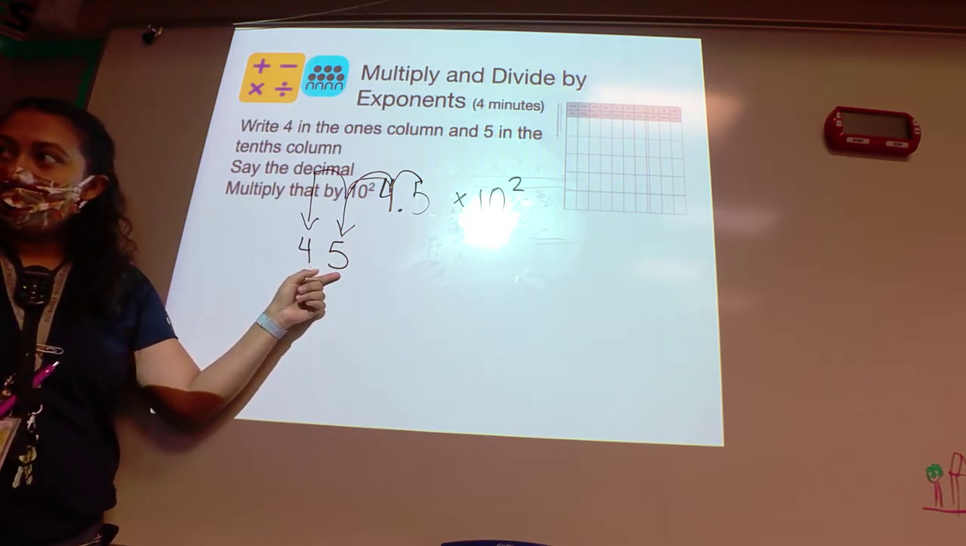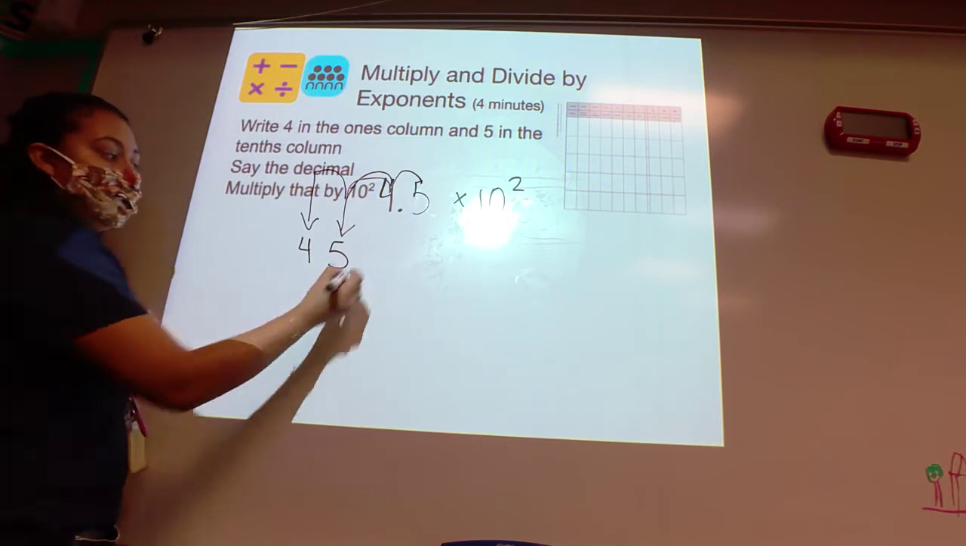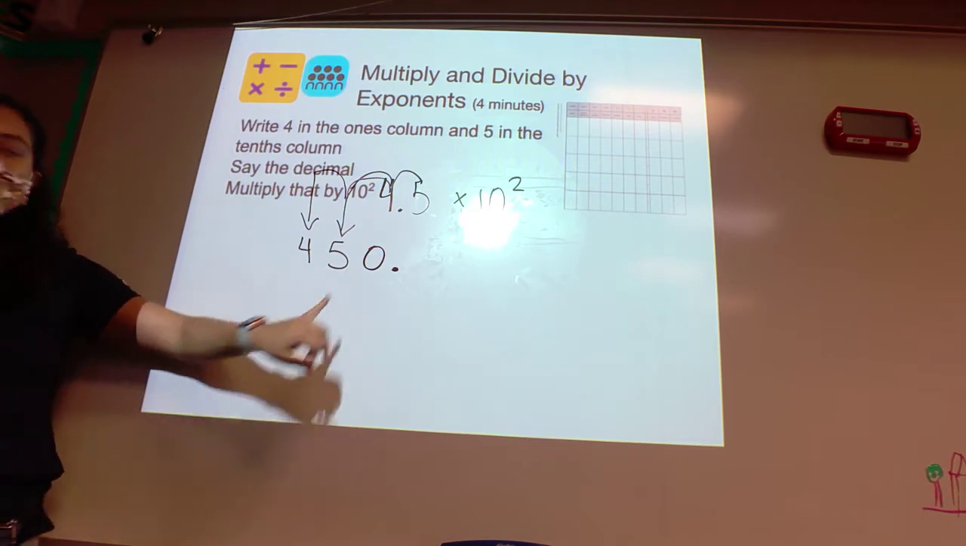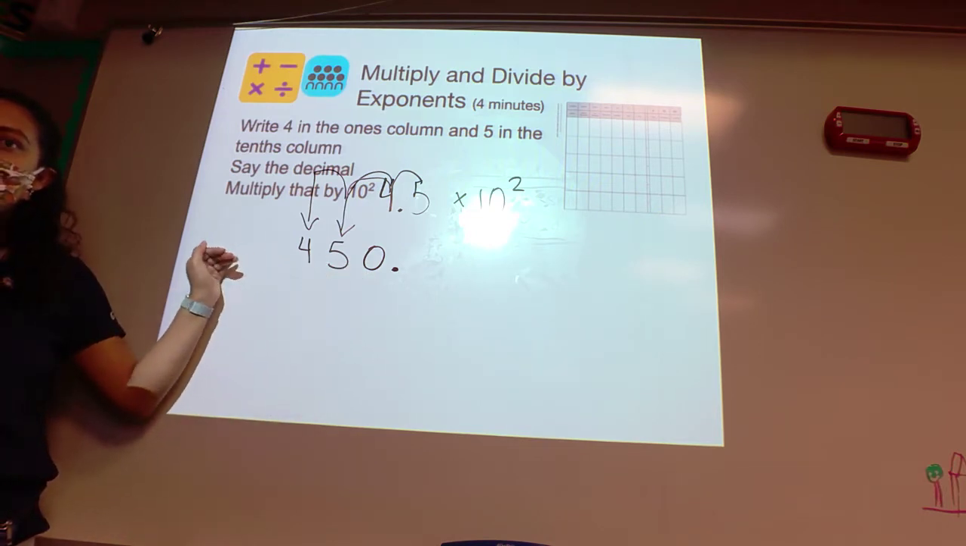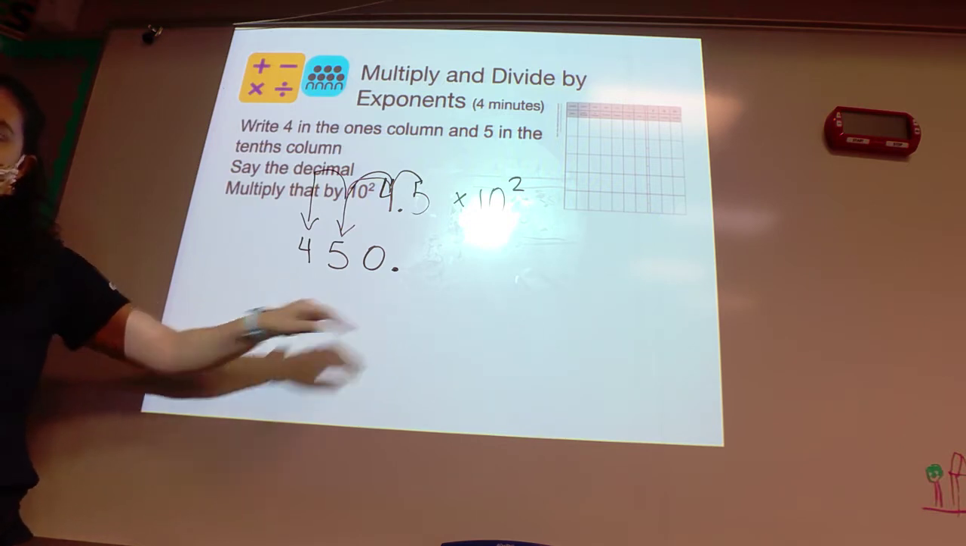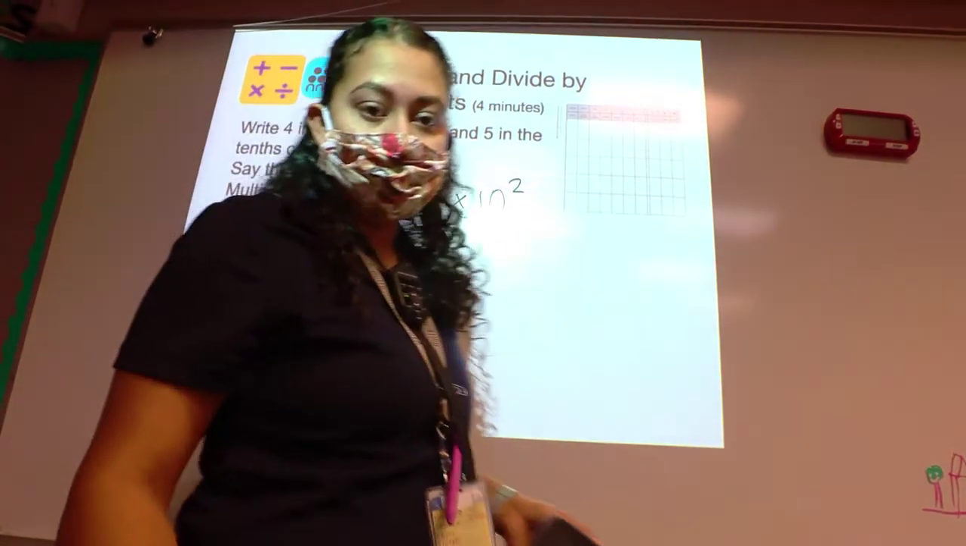10 place. How many ones? 0. Decimals right after the 1 place. So we now have 450. That is our answer. Okay? All right, go ahead and wipe off your board.